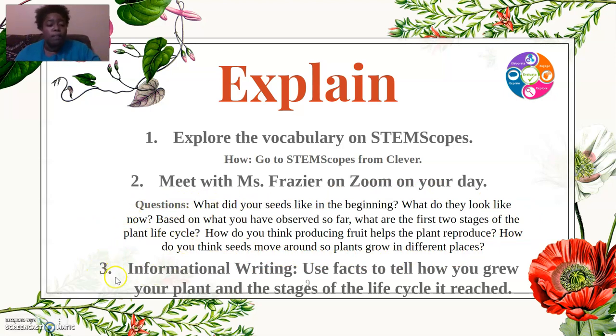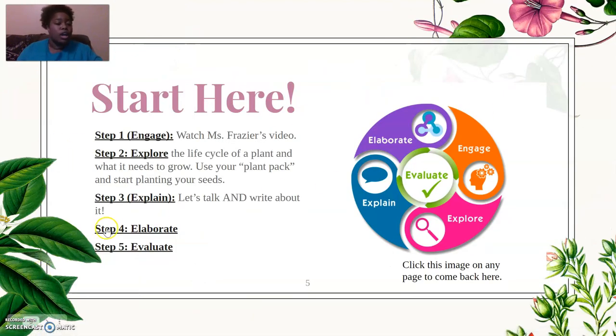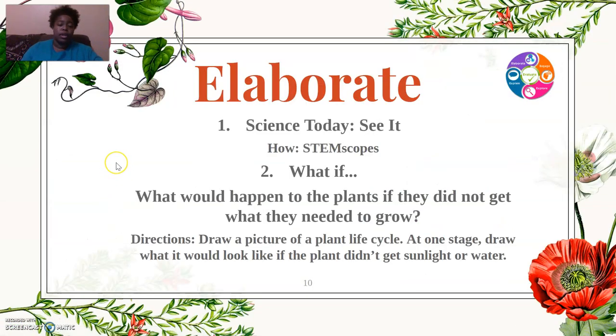And then the third and final part of your explain phase is an informational writing piece. You are going to use facts to tell how you grew your plant and the stages of the plant life cycle that your plant reached. So you are going to have an introduction, facts, and explanations, as well as a conclusion to explain how you completed this process. Then we'll click on here again and go to step 4, which is elaborate.